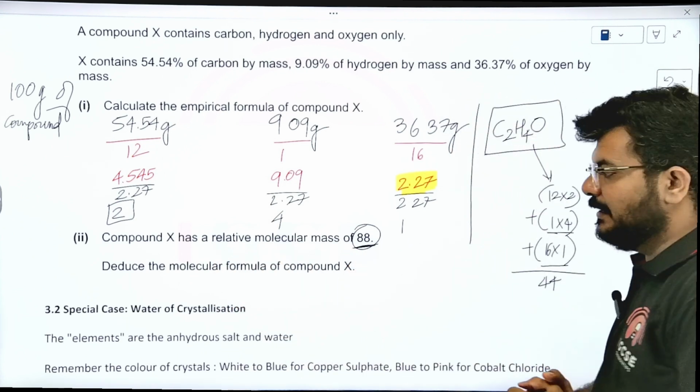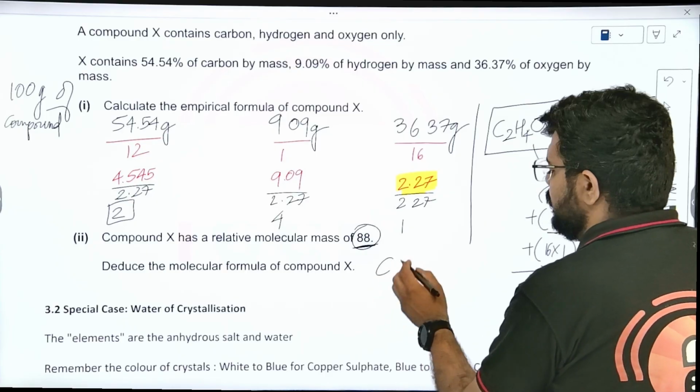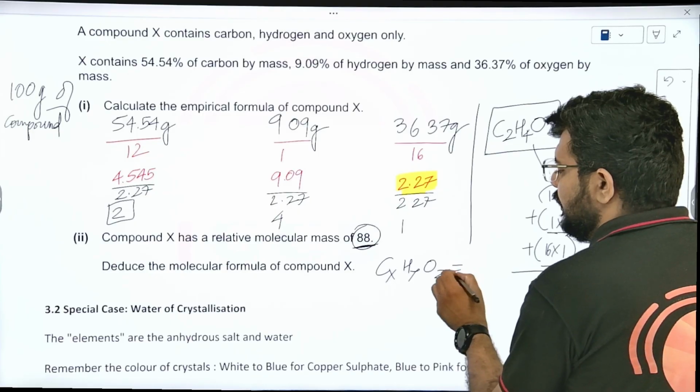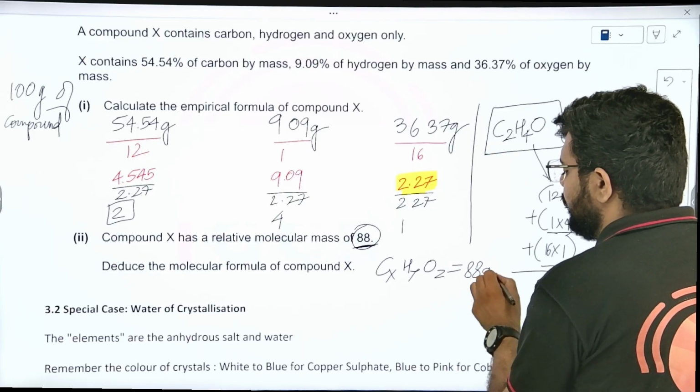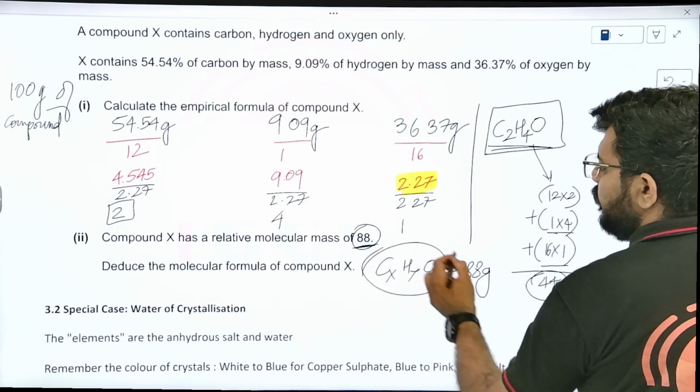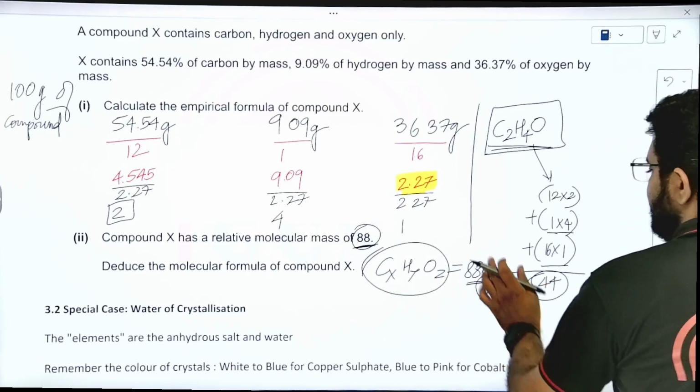Now compound X has a relative molecular mass of 88. What does that mean? It means that when I write it in this form, CxHyOz, it gives me 88 grams. If this value gives me 44, what of these values will give me 88? It's easy to find out.